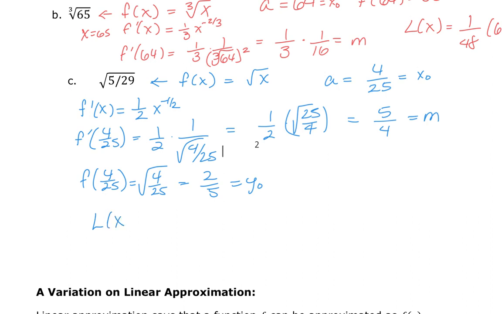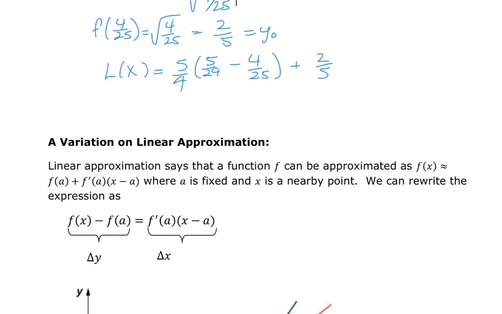So L of x is going to be my slope, which is 5/4 multiplied by my x. My x is 5 over 29 minus my x naught, which is 4 over 25, plus my y naught, which is 2 over 5. And that is my linear approximation.